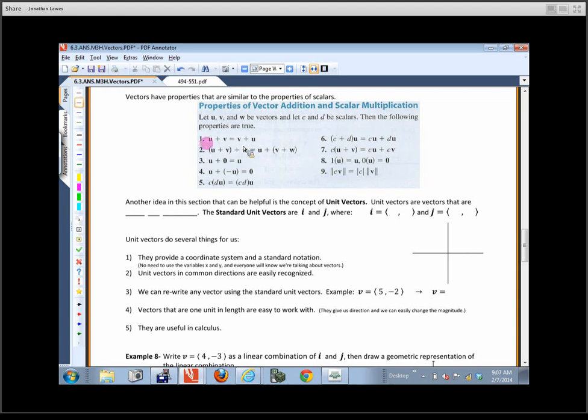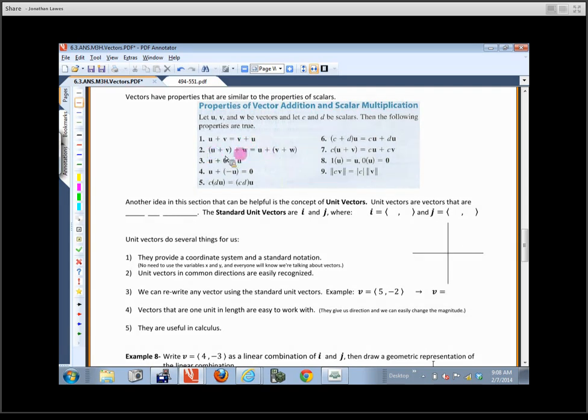What this means is if I take vector u and add v, I get exactly the same as if I take v and I add u. Okay, so it kind of works like regular old numbers do. I can change the order. Does anybody remember the name for that? Commutative. Okay, so vector addition is commutative, just like regular addition is commutative. Okay, this is called the associative property.